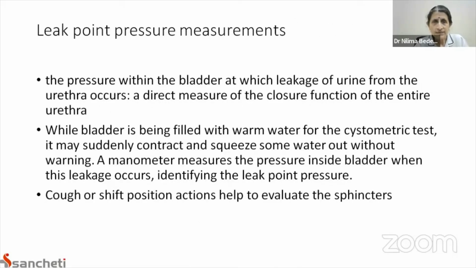Next, what is tested is the leak point pressure measurement, the pressure within the bladder at which the leakage of urine is observed. While the bladder is being filled with water for the cystometric test, the bladder may contract suddenly and squeeze out some water with or without warning. So a manometer measures the pressure inside the bladder when the leakage occurs, identifying the leak point pressure. Cough or shift of position actions also help to evaluate the sphincters. So this leak point pressure measurement is done during the cystometric test.